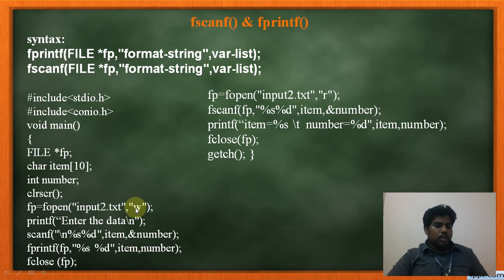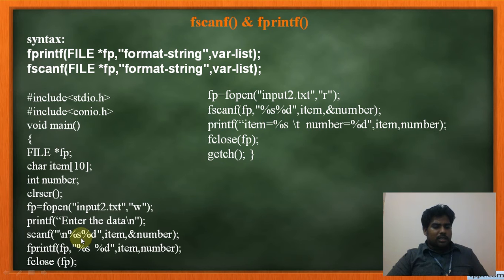All of you understood? Then now I am going to get the input for these two variables. For character item and int number, I am going to get the input. Printf, enter the data. See here, scanf, it is a string, right? If it is a string, which control string do we have to use? %s. What is this \n? The input will come in the next line. \n means new line. Okay.